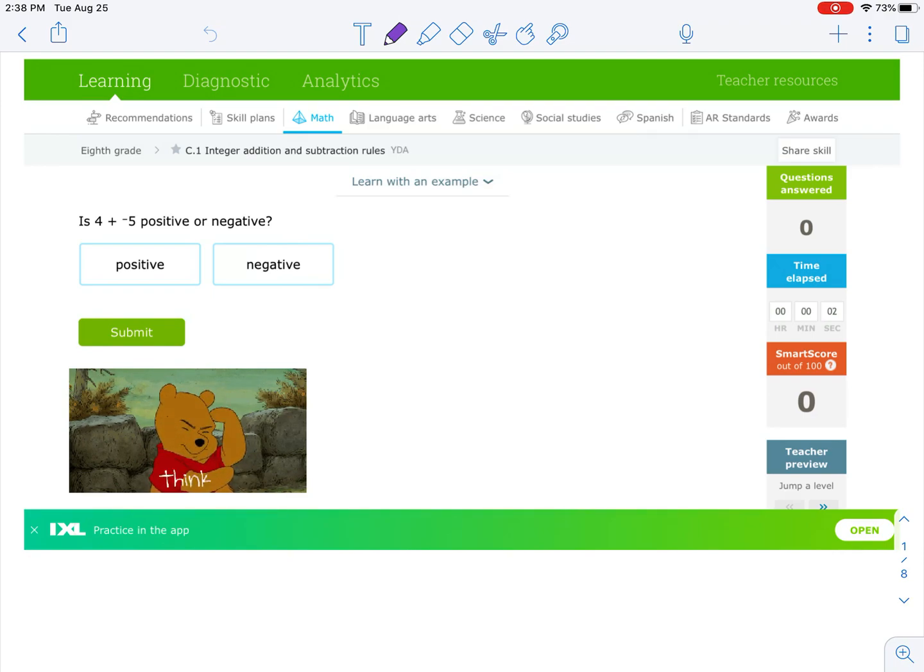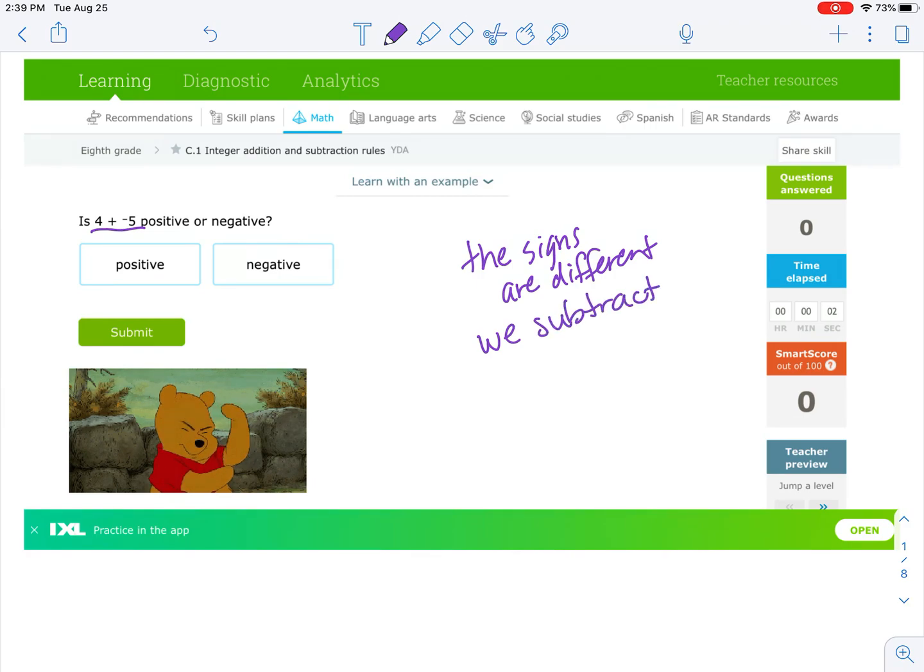So what it wants to know is 4 plus -5 positive or negative? So the signs are different. I noticed that's a +4 and a -5, so the signs are different. This means we subtract, and we take the sign of the bigger number.